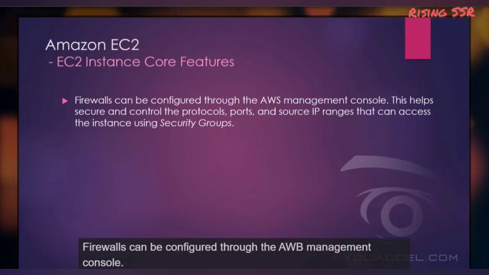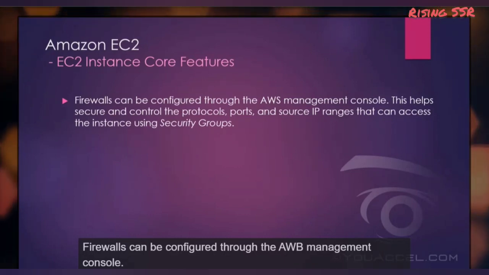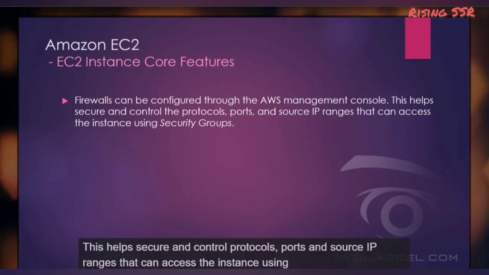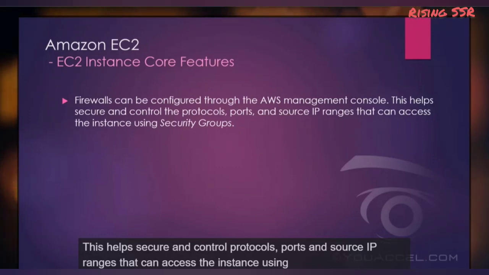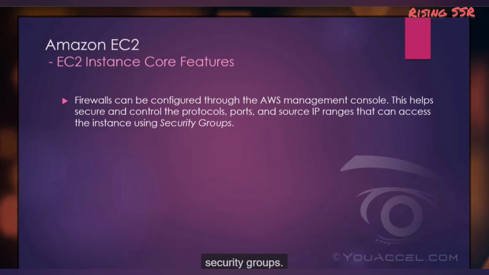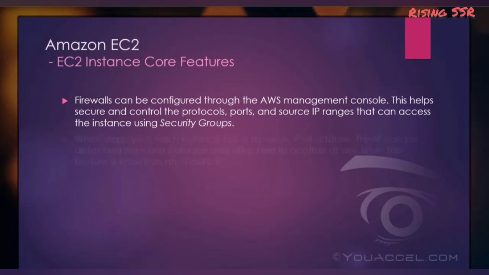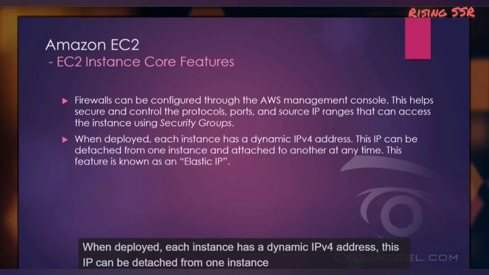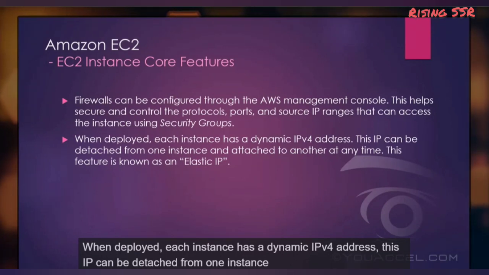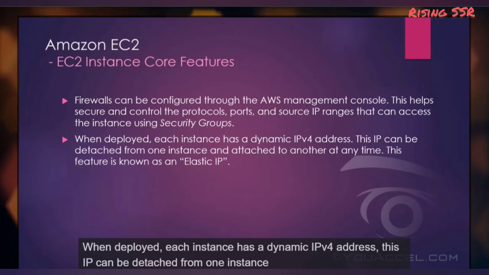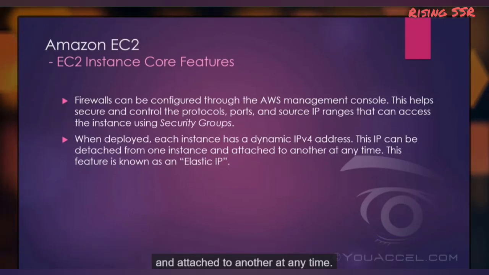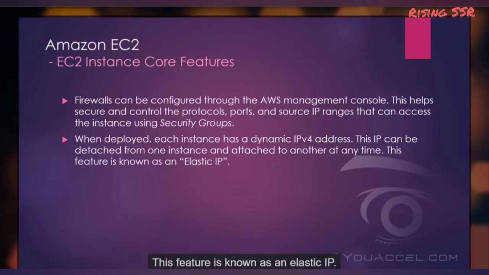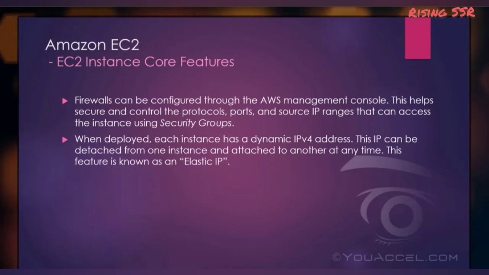Firewalls can be configured through the AWS Management Console. This helps secure and control protocols, ports, and source IP ranges that can access the instance using security groups. When deployed, each instance has a dynamic IPv4 address. This IP can be detached from one instance and attached to another at any time. This feature is known as an elastic IP.